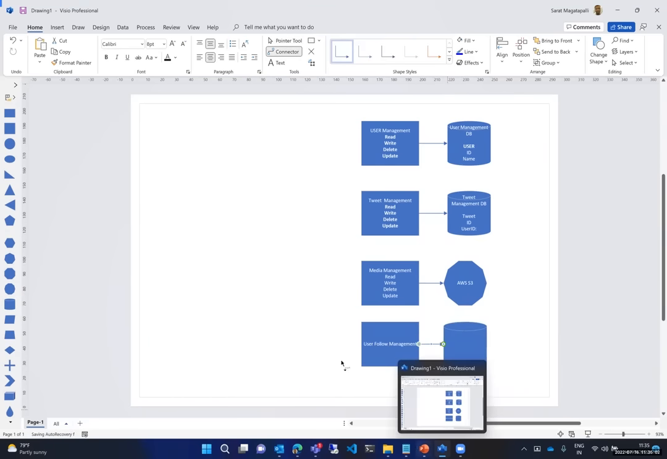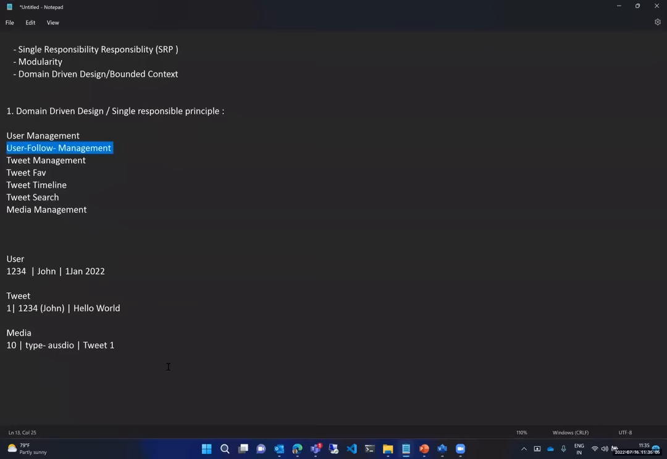So how will the user follow be stored? This is how the user follow table will look like. User follow: you will be having user ID and user ID, these are the two columns you might have. Again, these are very high level concepts which I'm talking about. How it will be is something like this: user ID 1 is following 3.